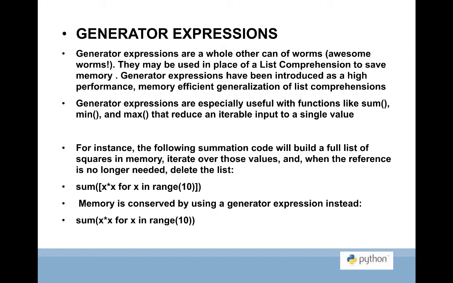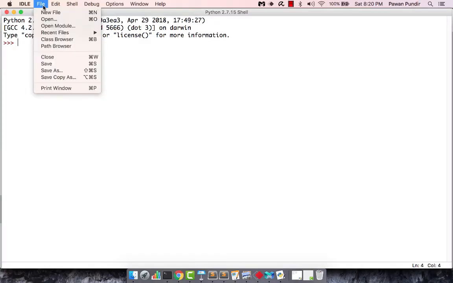However, if we do the same thing via generators, syntactically it's quite similar. We just don't put the square brackets of list comprehensions, rather we simply write it as an expression, and that is why we call these generator expressions. So it's quite simple: sum of, or any function of, x into x for x in range 10, without specifying the list brackets. And we'll try to prove through memory profiling that a lot of memory will be conserved by using a generator expression instead of a list comprehension. Let's go to the code part.